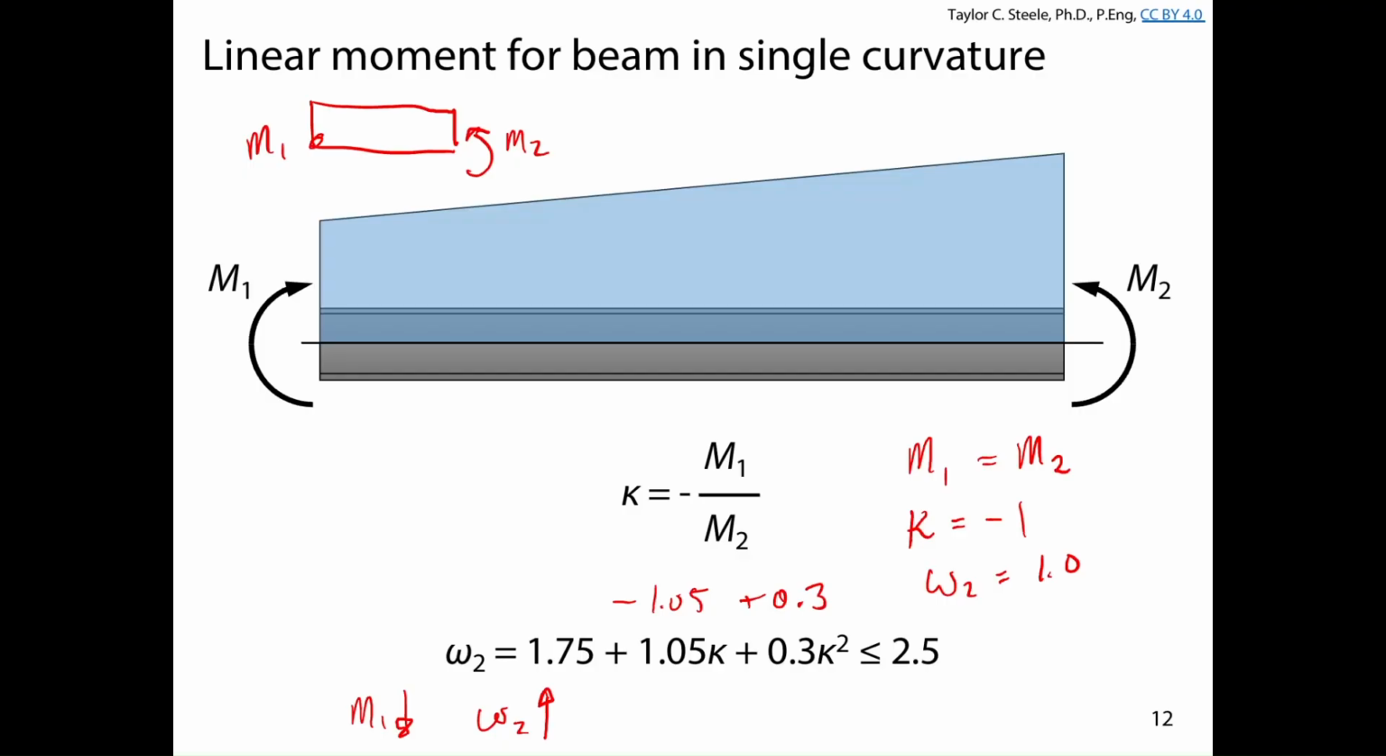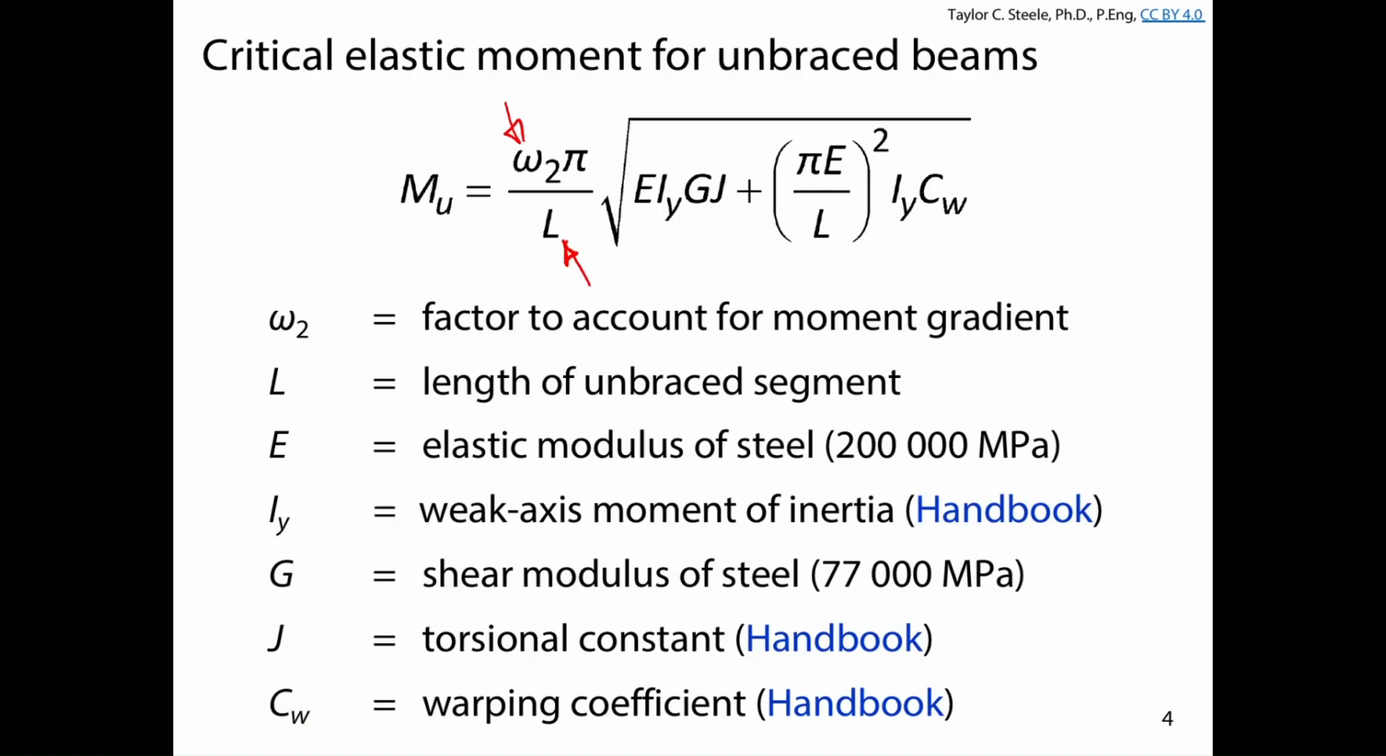And what does that tell us about the moment that would cause lateral torsional buckling as M1 gets smaller? As omega 2 goes up, what happens to our unbraced critical elastic bending moment? Well, if we go to the equation, it's proportional to omega 2, right? So as the moment diagram goes from constant to a linear value where the moment at one end is smaller than the moment at the other side, omega 2 gets bigger, and that increases our critical elastic buckling resistance, and increases our resistance in elastic lateral torsional buckling.